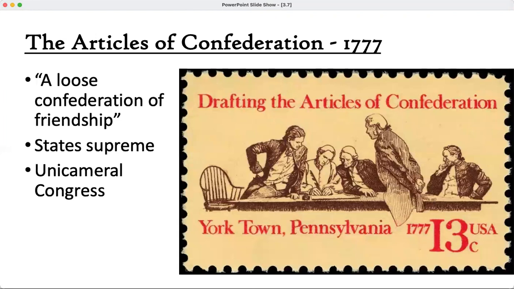So, the Articles of Confederation. The Articles of Confederation are our first constitution, essentially. Written in 1777, they are our governing body during the Revolutionary War and in the period directly after it.